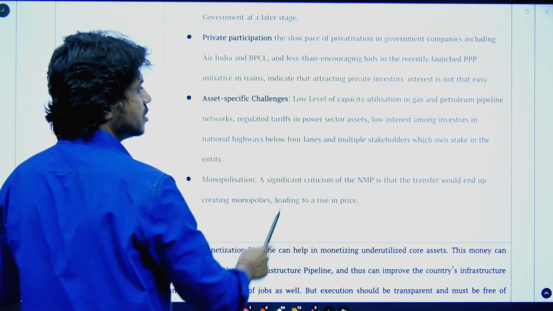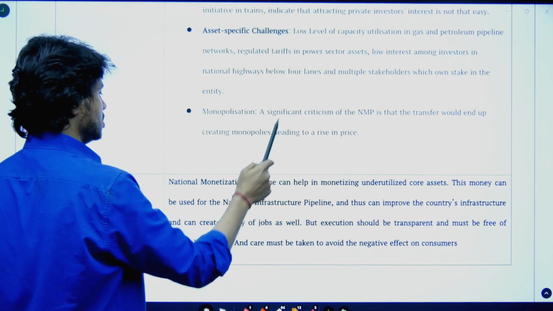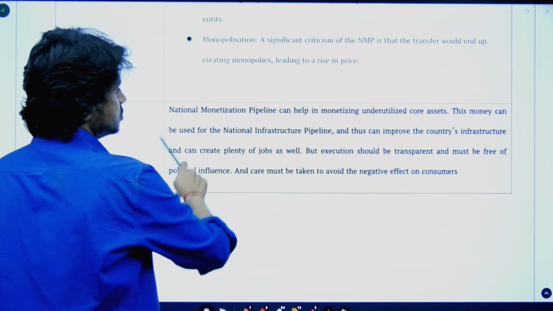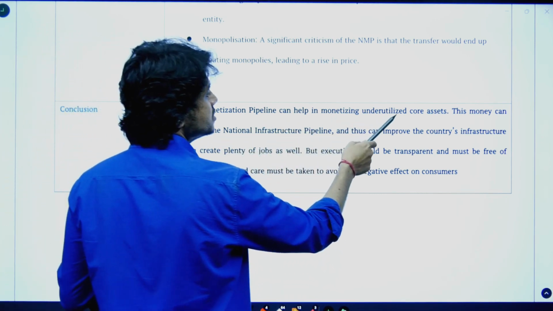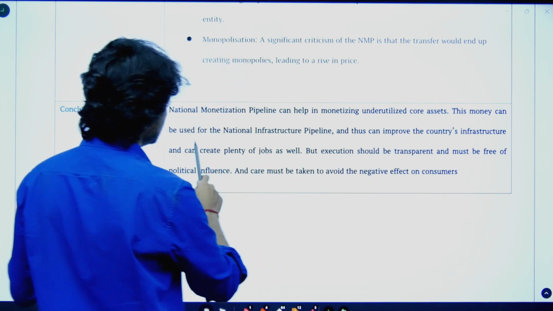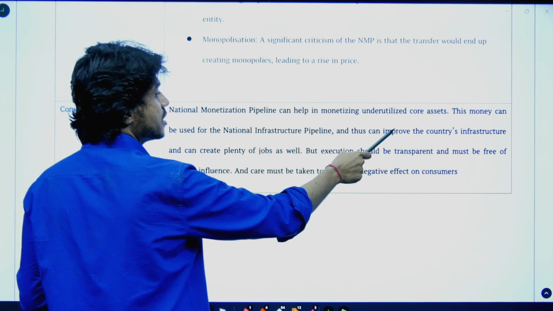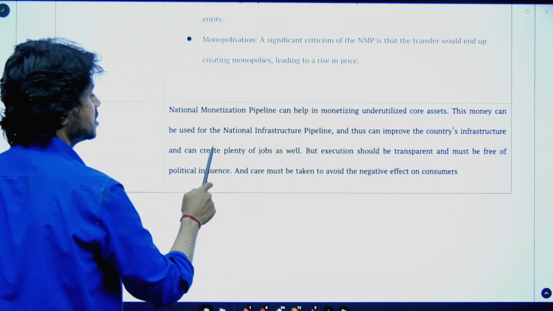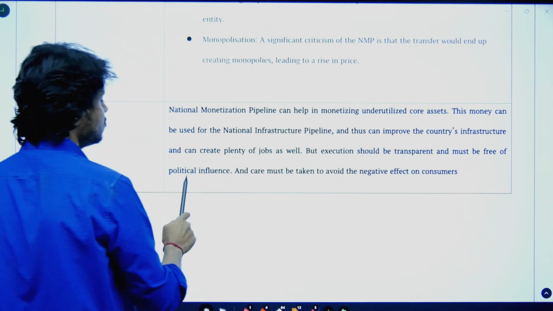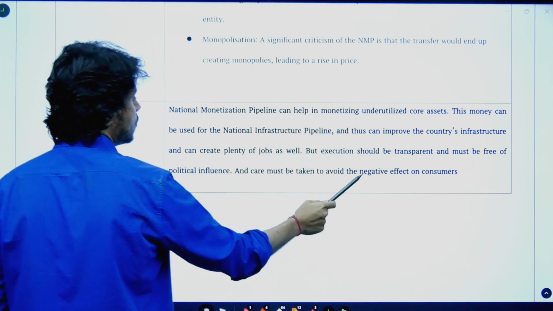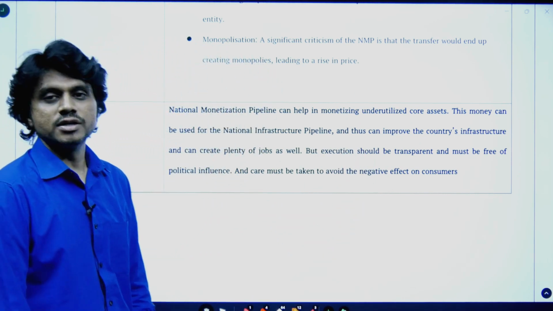So all these are the challenges. Regulated tariffs, low interest among the investors in the national highways, which I have already discussed, monopolization. So the conclusion can be: the National Monetization Pipeline can help in monetizing underutilized core assets. This money can be used for the National Infrastructure Pipeline, and thus can improve the country's infrastructure and create plenty of jobs as well. But execution should be transparent and must be free of political influence, and care must be taken to avoid negative effects on the consumers. We have dealt with this topic in a comprehensive manner.